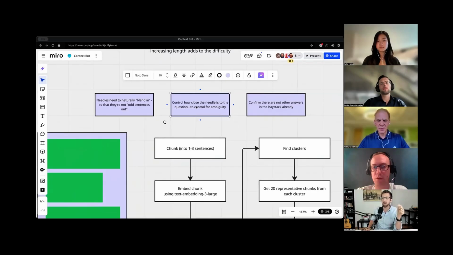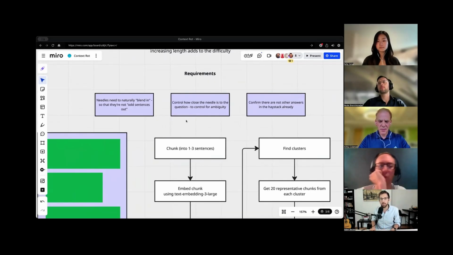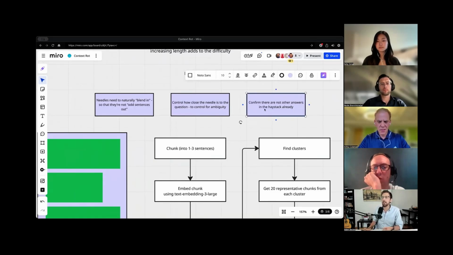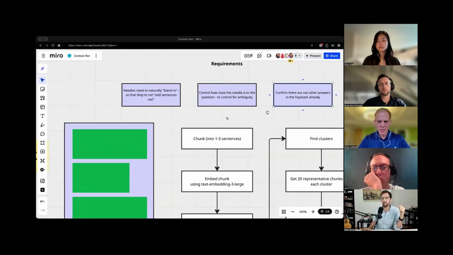Next, we need to control how close the needle is to the question. So maybe instead of cooking, you talk about food. Maybe you talk about nutrition. Maybe you talk about diet. So how close do you want those to be? And then we need to make sure that there aren't any other answers in the haystack already.